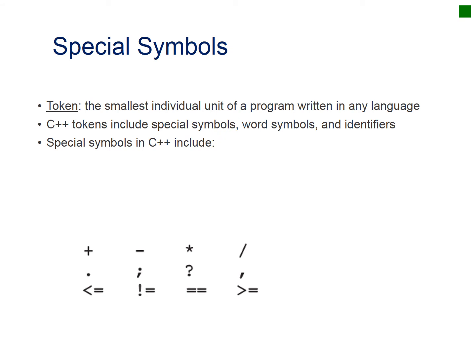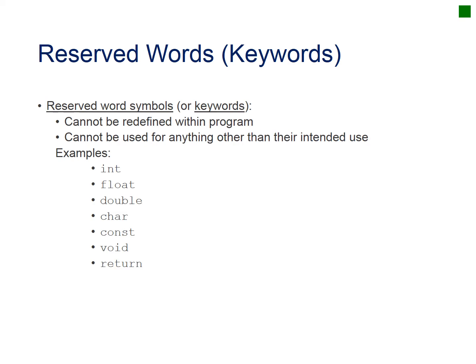These are some special symbols that we can use in our programs. For example, plus for addition, minus for subtraction, greater than and equal for comparisons, etc. It is important to note that in C++ there are reserved words which cannot be redefined in a program or used for anything else other than their intended purpose. Such examples include int, float, char, and return.